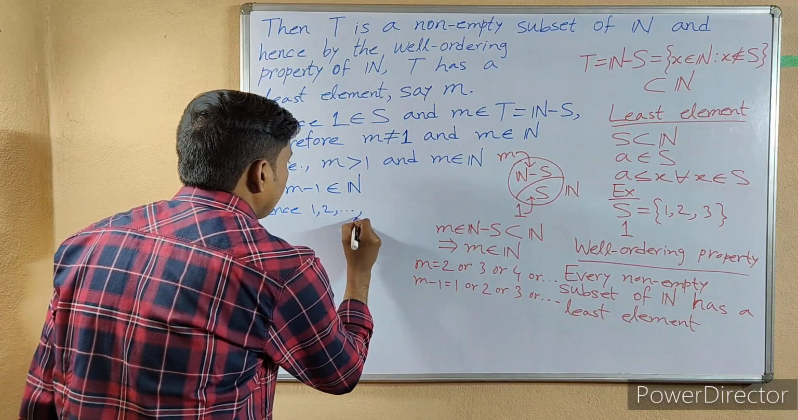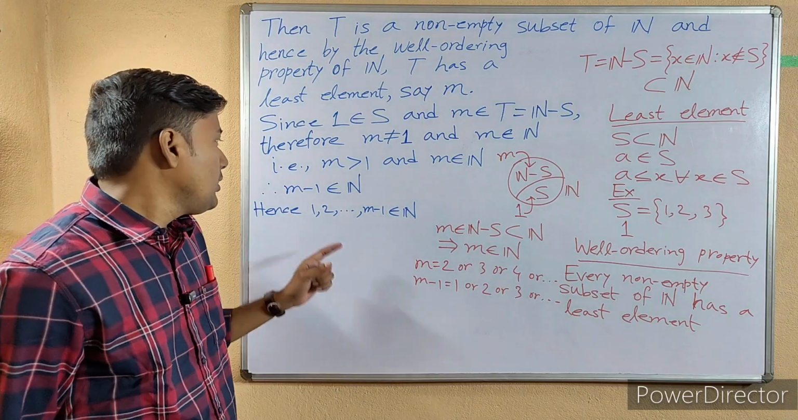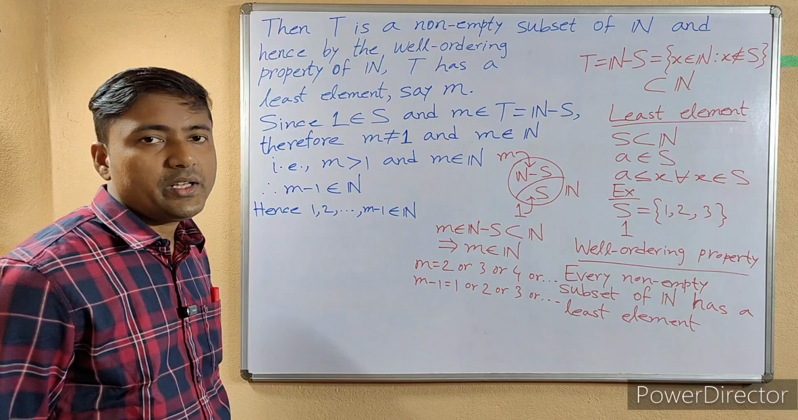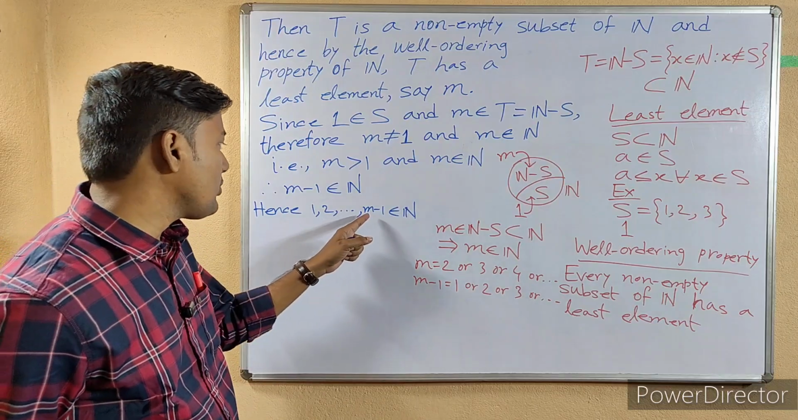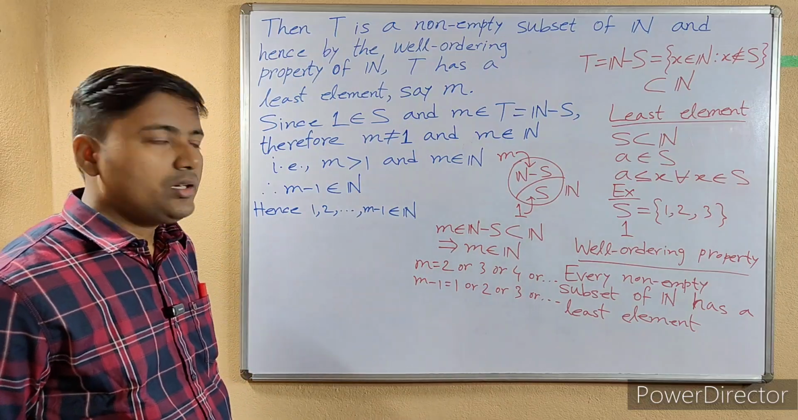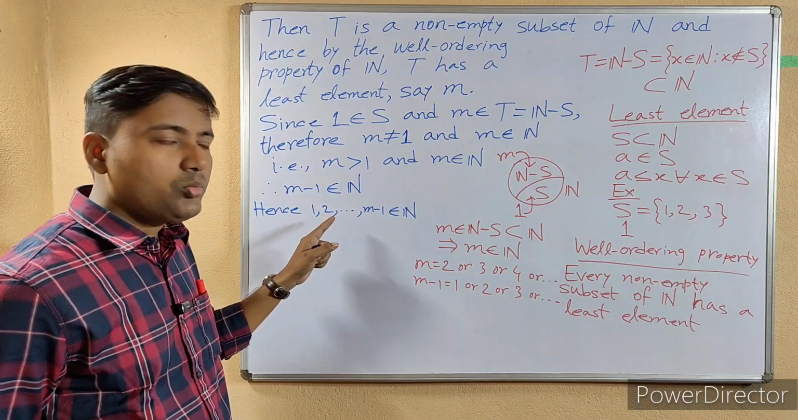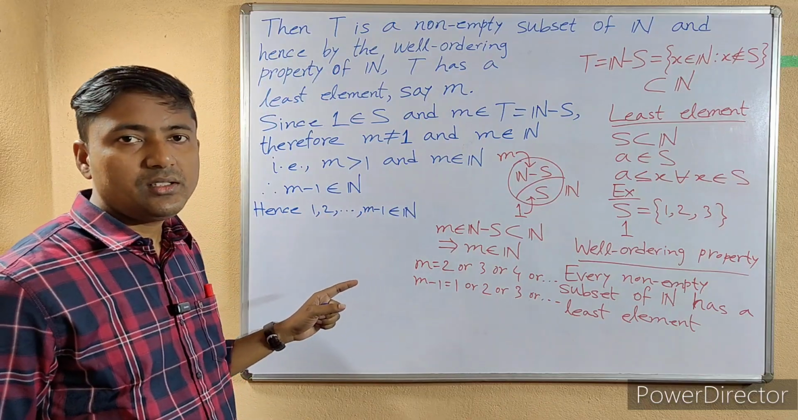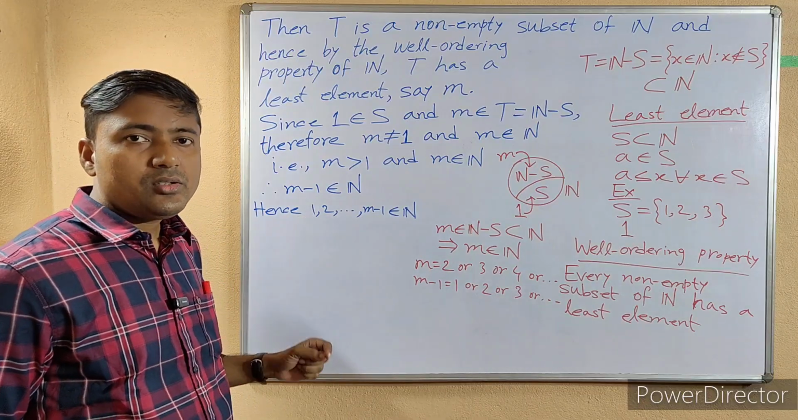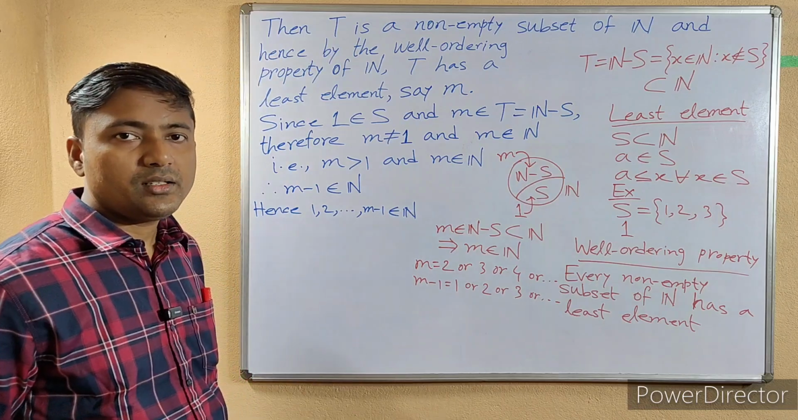1, 2, ..., m minus 1 belongs to N. From m minus 1 belongs to N, we can say 1, 2, ..., m minus 1 belongs to N, because m minus 1 may be 1 or 2 or 3 or any other natural number. For m equal to 2 it is 1, for m equal to 3 it is 2, for m equal to m it is m minus 1, and all of these belong to N. So we can say 1, 2, ..., m minus 1 belongs to N. Okay.